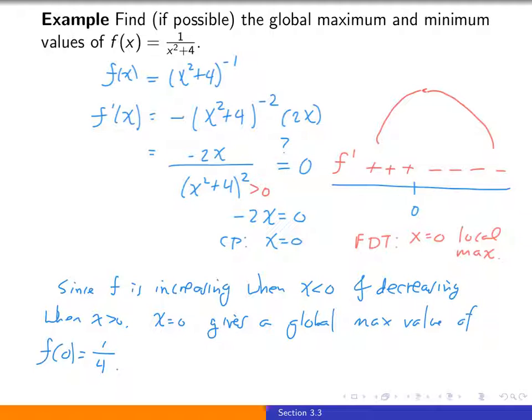So the first derivative test guarantees a local max, but because it is always increasing to the left of 0 and decreasing to the right, we can furthermore say that local max is actually a global max.